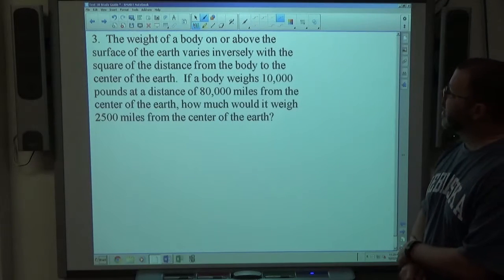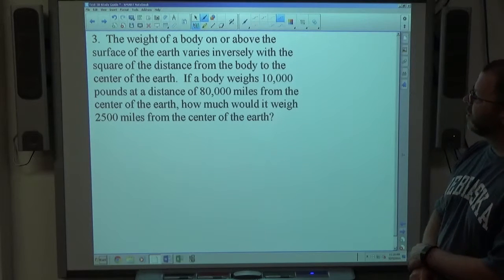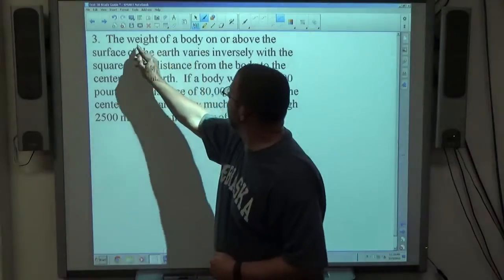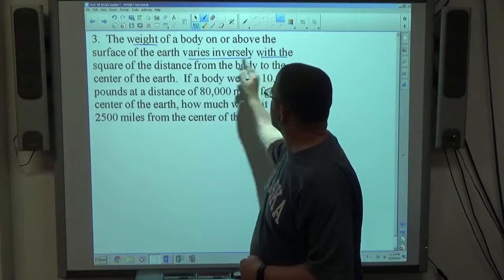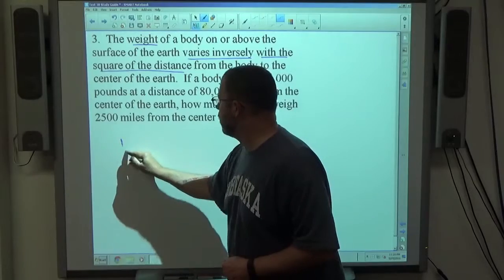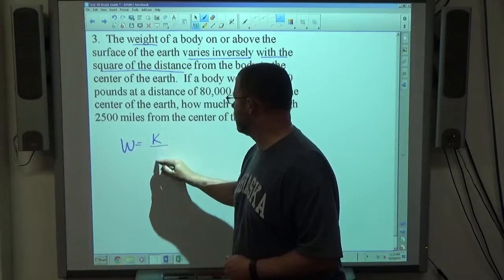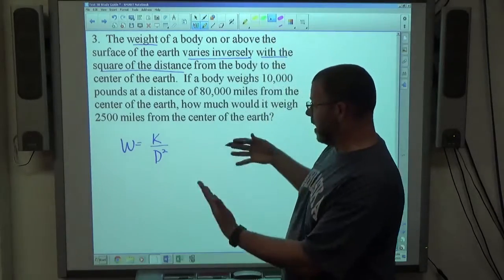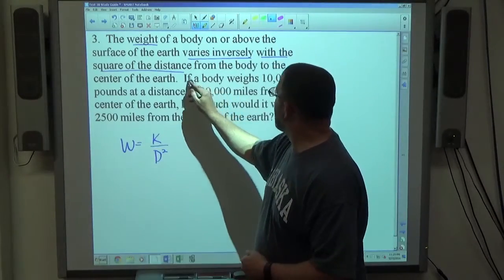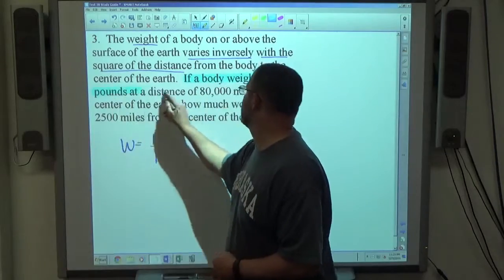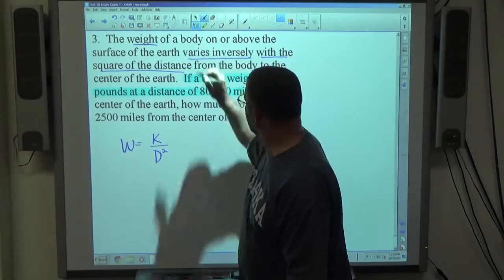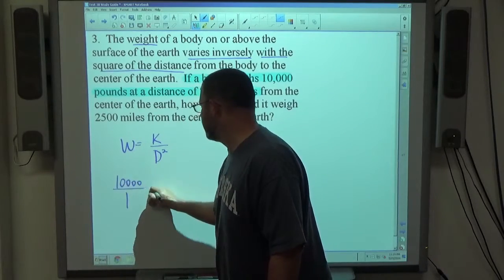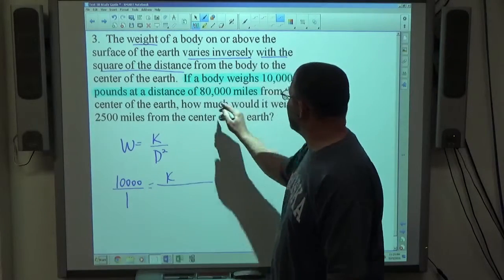Number 3, the weight of a body on or above the surface of the earth varies inversely with the square of the distance from the body to the center of the earth. So weight varies inversely with the square of the distance. So that's going to be weight equals k divided by distance squared. So our first statement is going to give us weight and distance: a body weighs 10,000 pounds at a distance of 80,000 miles, which means 10,000 pounds over 1 equals K over 80,000 squared.